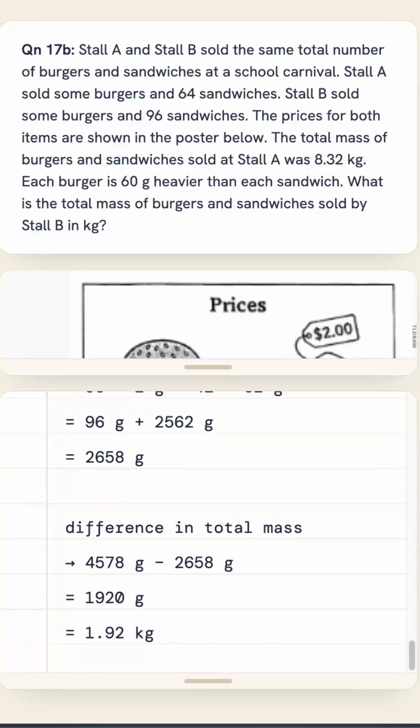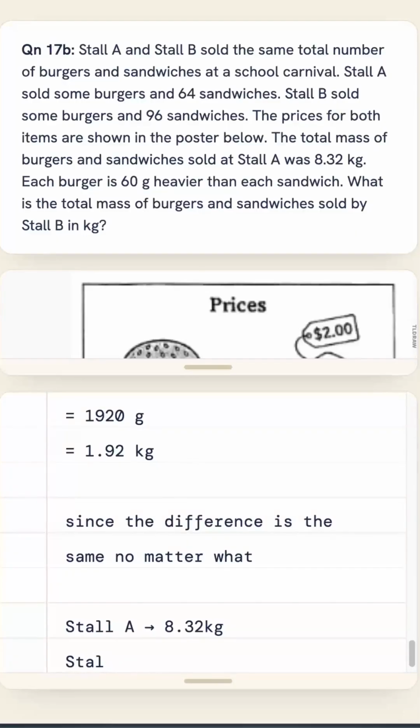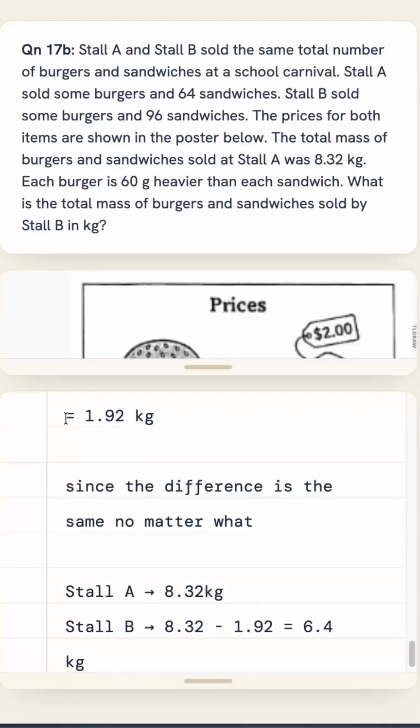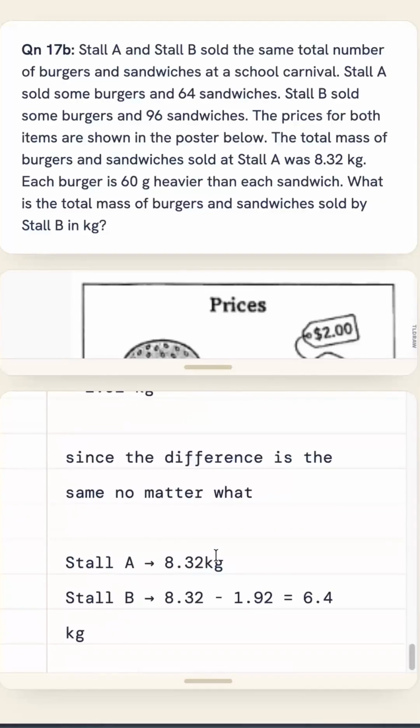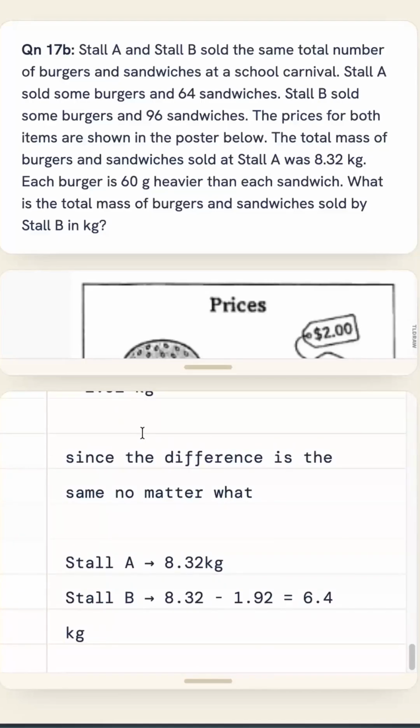So now since the difference is the same, if stall A is equal to 8.32 kilograms, that means stall B is equal to 8.32 minus 1.92, and this will give us 6.4 kilograms. So there you go. No matter what, the difference will always be the same. You can always assume each sandwich to be, I would say, the smallest number, so you can calculate more easily. So that's about it.